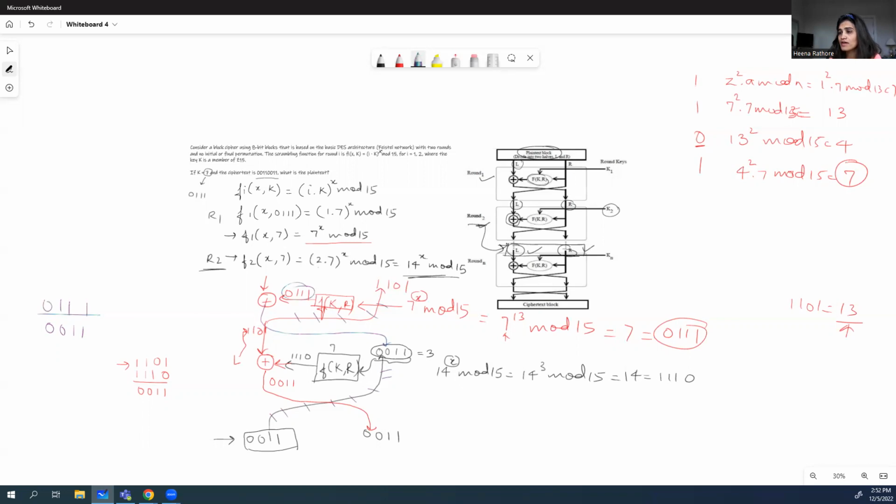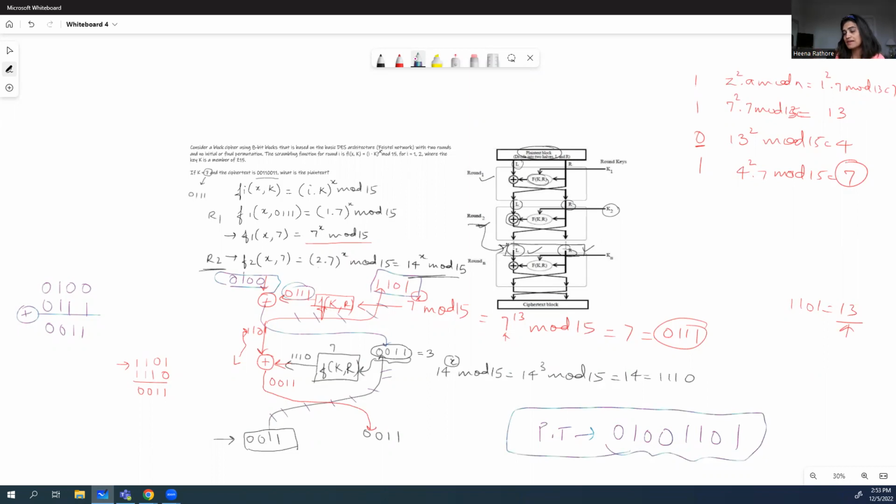What would we use in order to get this output? 1 XOR 0 would give me 1. 1 XOR 0 would give me 1. 1 XOR 1 would give me 0. 0 XOR 0 would give me 0. So our left hand side becomes 0100. So finally, our plain text is 01001101.